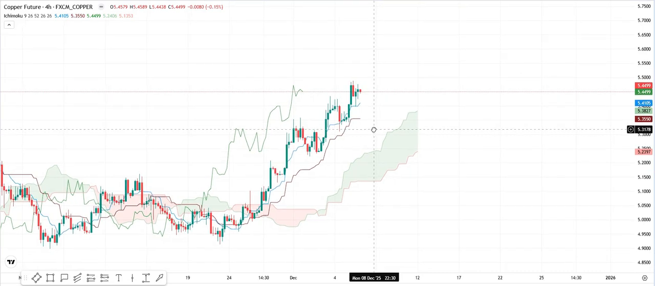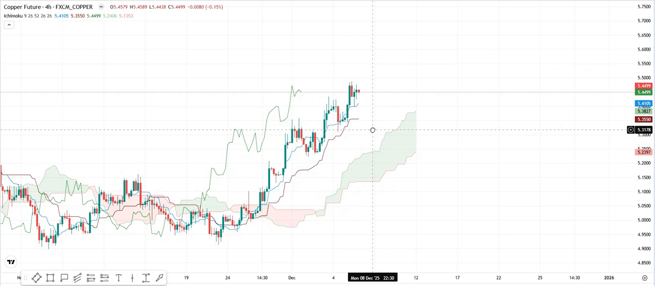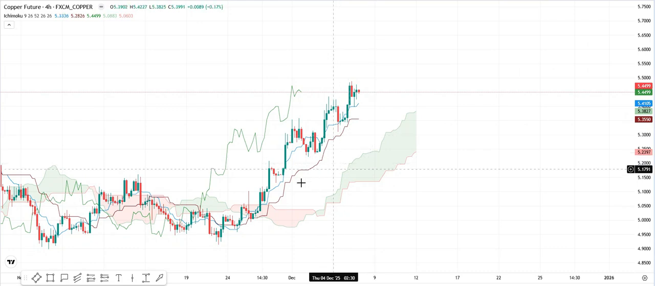Disclaimer. This analysis is not financial advice or a signal to buy or sell. It is strictly a market backtest for educational purposes.